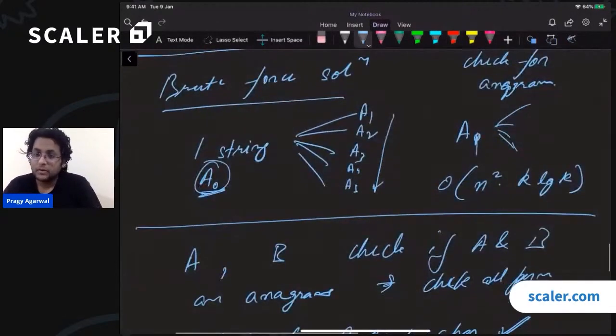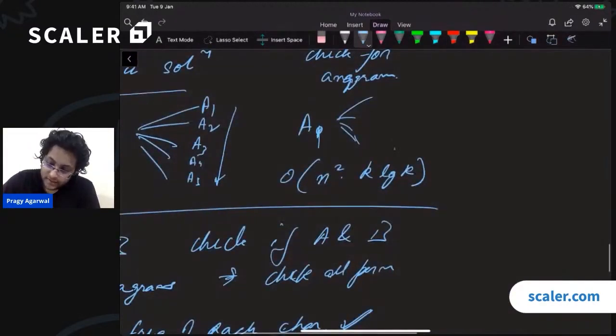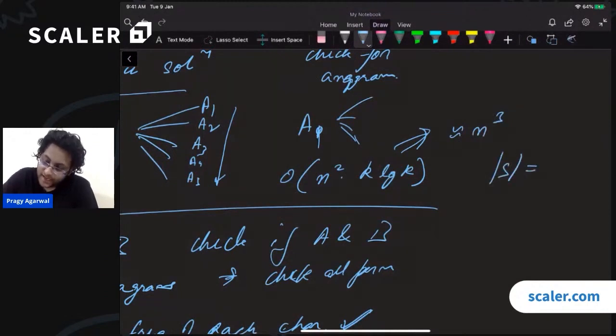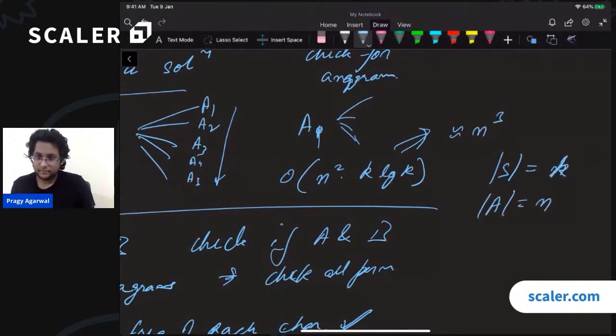Shiv Kumar says that we can rewrite this as nq. That is not correct, right? Because we cannot say that this is approximately nq. The length of the array is n, and the maximum length of the string is k. Now this has not been given to us in the question.